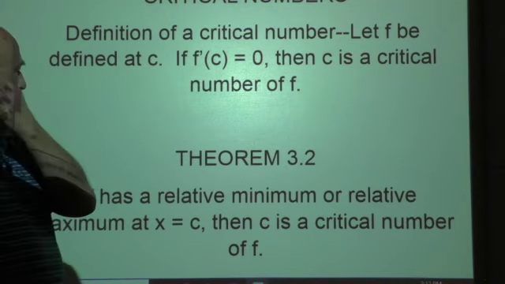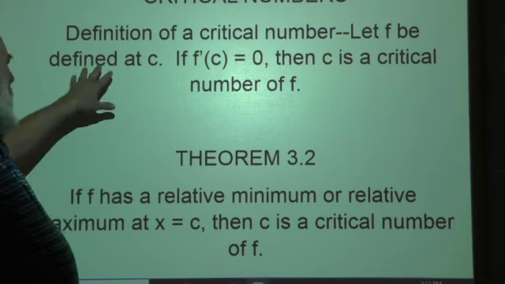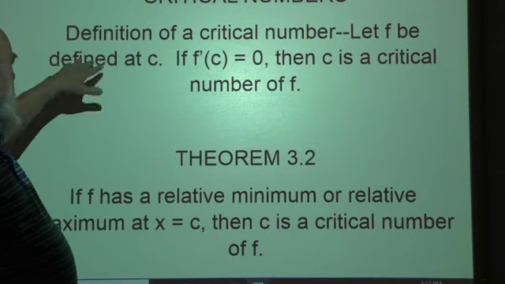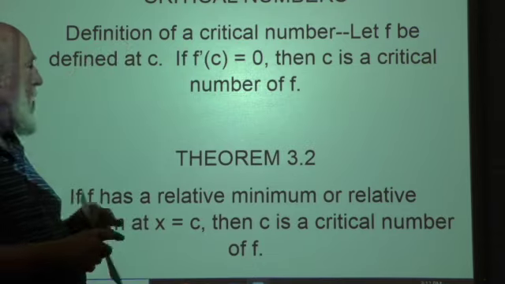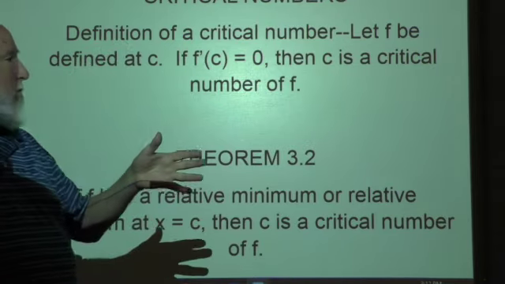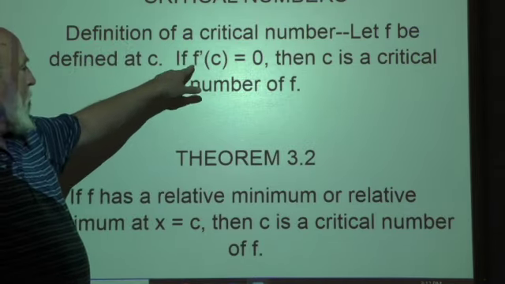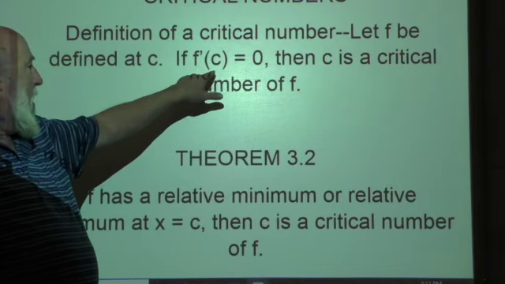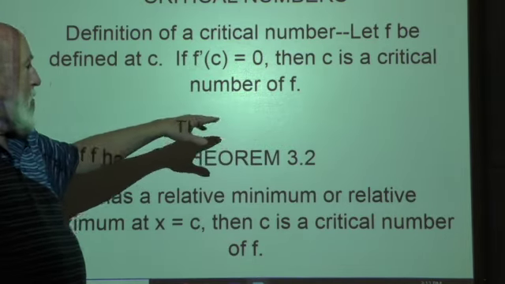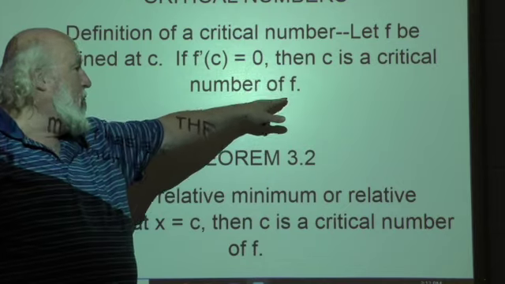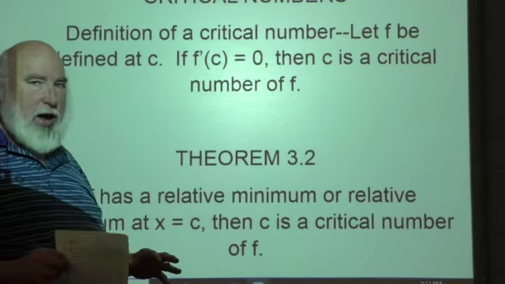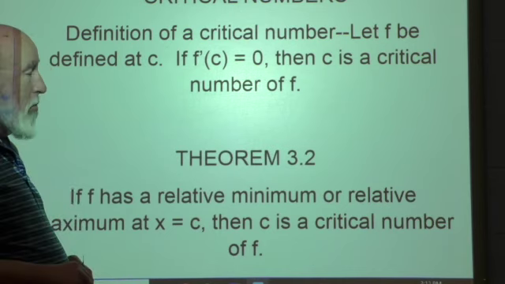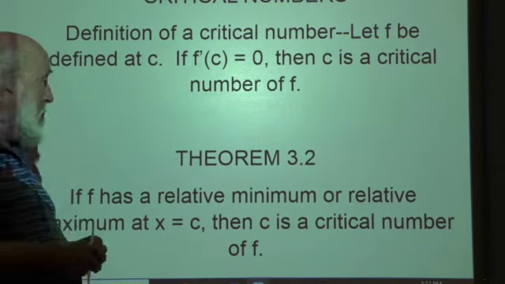So the definition of a critical number: let a function f be defined at c. What that means is you've got some curve or straight line or whatever, and there's a point c on it. If the slope of that function at c is 0, then c is a critical number of that function. Okay, so again, we're just doing the idea of critical numbers to see how this plays out.